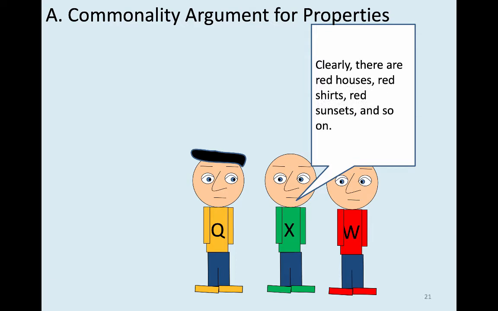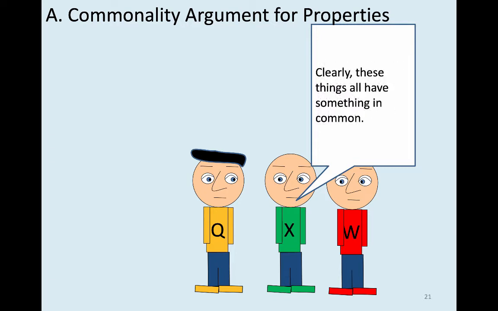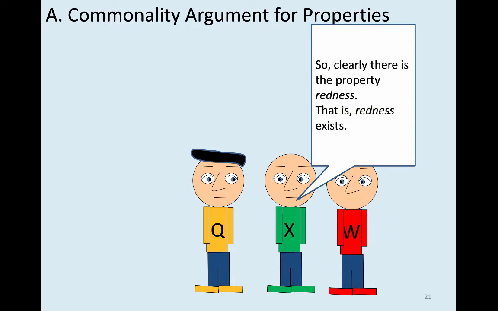And McX will say, so let's consider properties. Clearly there are red houses, red shirts, red sunsets, and so on and so forth. If you're saying that Pegasus is like those, you're saying Pegasus exists. Now, McX is going to push this idea that there are properties. McX says these things, the red houses, red sunsets, and so on and so forth, all have something in common. So clearly there is the property redness. That is, the property redness exists.